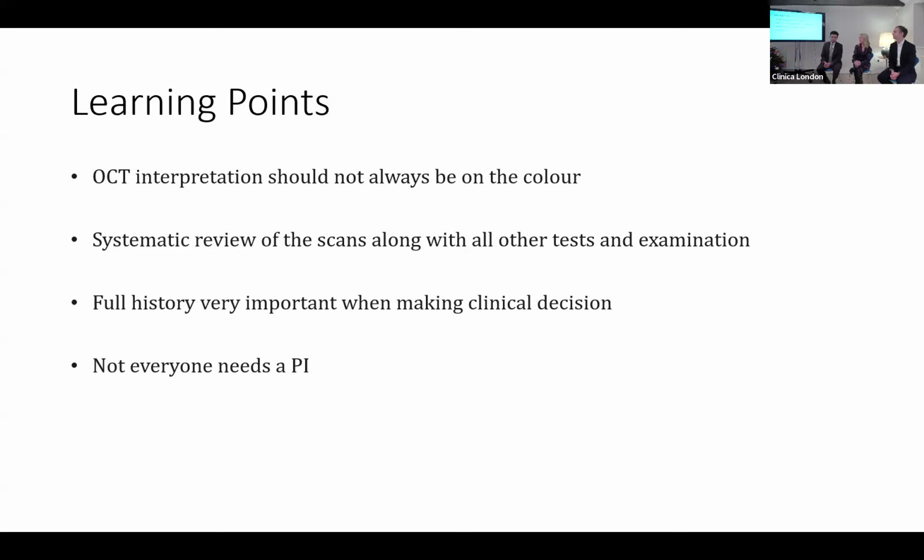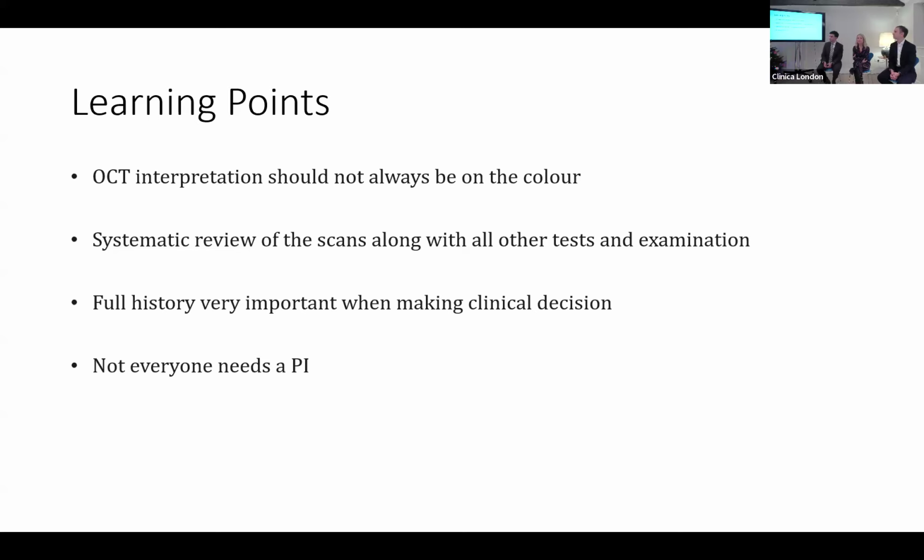So hopefully from this, we've learned a little bit about how to interpret an OCT. It wasn't that detailed, but a quick overview. And just remember to always be systematic in how you review the scans. And it always has to be in relation to all the other tests that you have in front of you. So your visual fields, your OCTs, and actually also your history taking as well as your own examination.